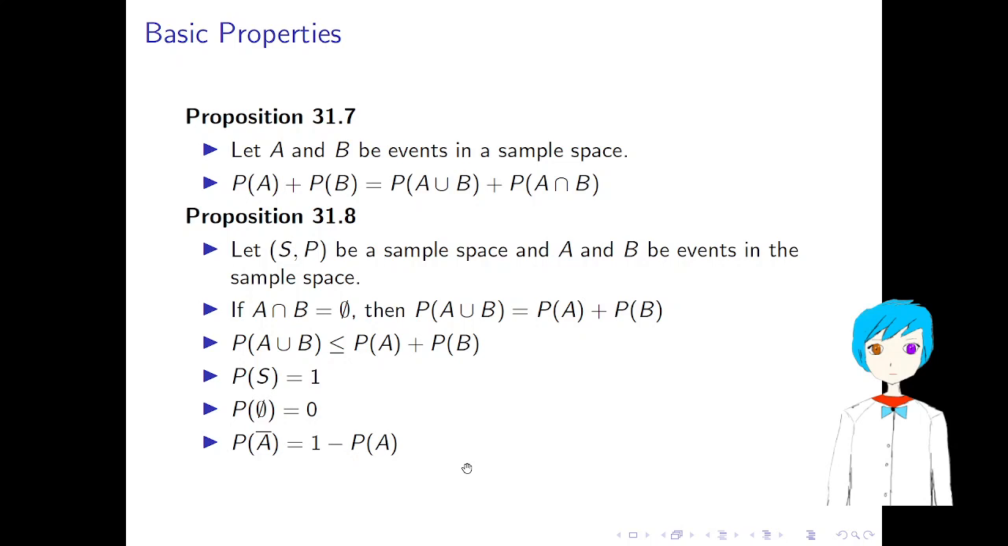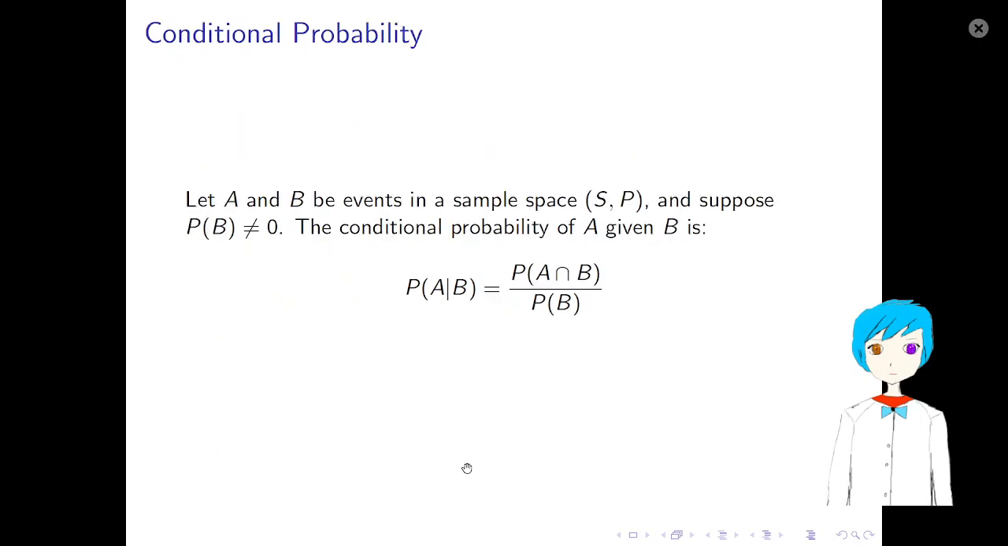By definition, P(S) is 1, and the probability of the empty set is 0. The probability of the complement set of A, P(A bar), is 1 minus P(A).